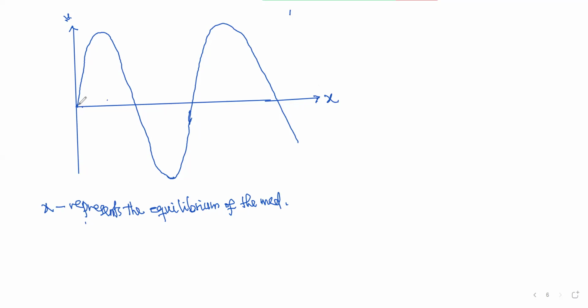Now, when external energy hits the medium, the particles can be displaced from their mean positions by different margins. Particles can be displaced so much, others less, from the equilibrium position. So the dots around the curve represent the displacement of the particles.